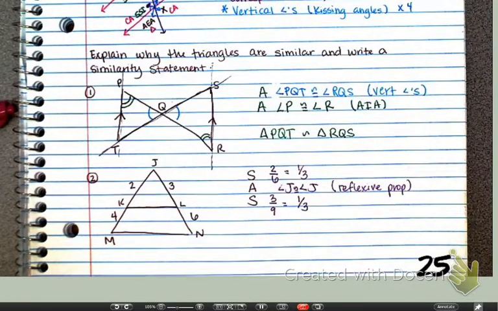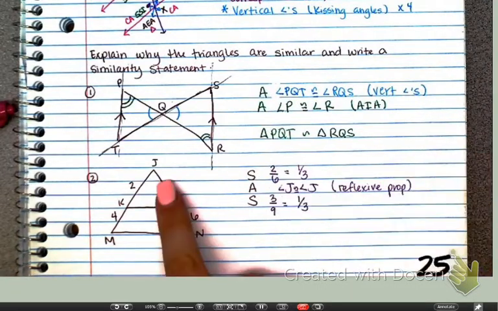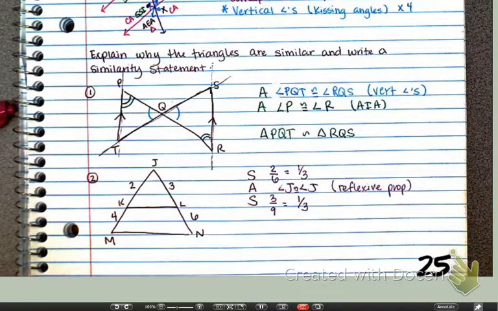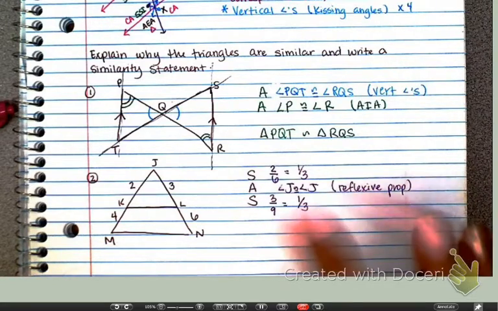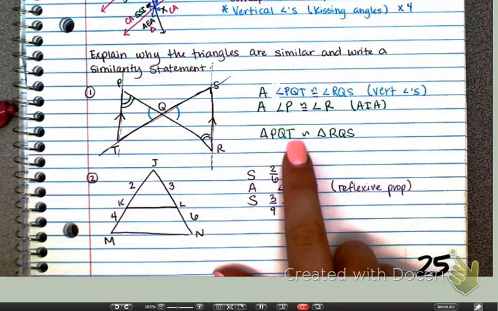I want you to write a similarity statement. Since we know by side angle side that these two triangles are similar, write a similarity statement for these two triangles.